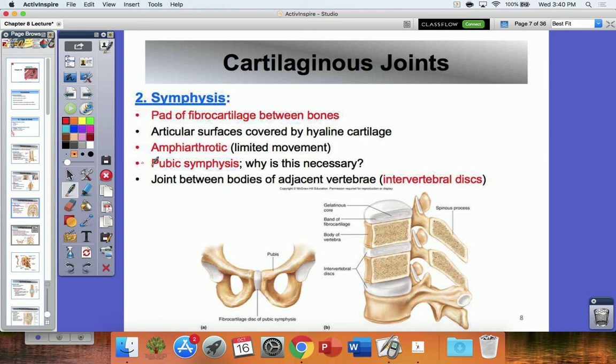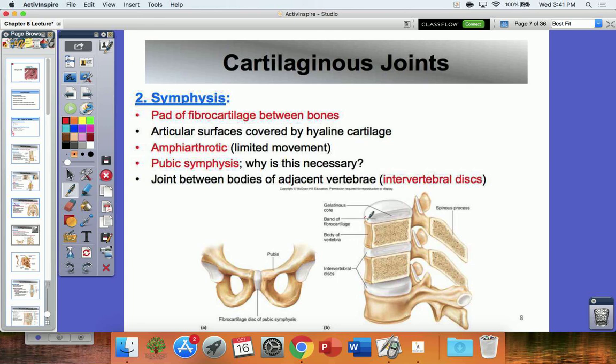And I have a question here. Why is this necessary? This is necessary specifically for childbirthing. At a certain point of pregnancy, towards the end, we, as women, start to release a hormone called relaxin. And as the hormone sounds, it starts to relax the ligaments here and this joint so that it can aid in childbirthing.